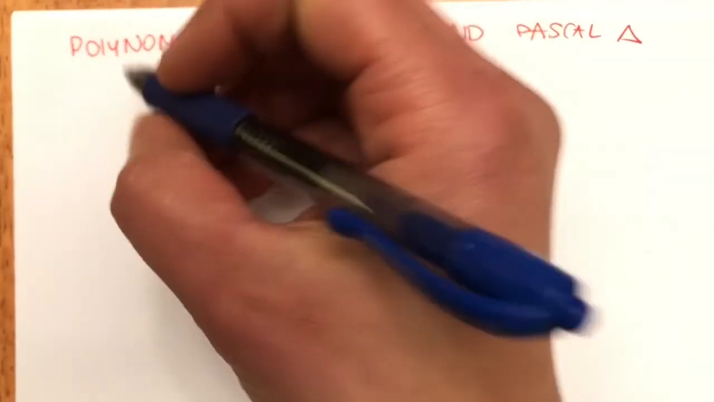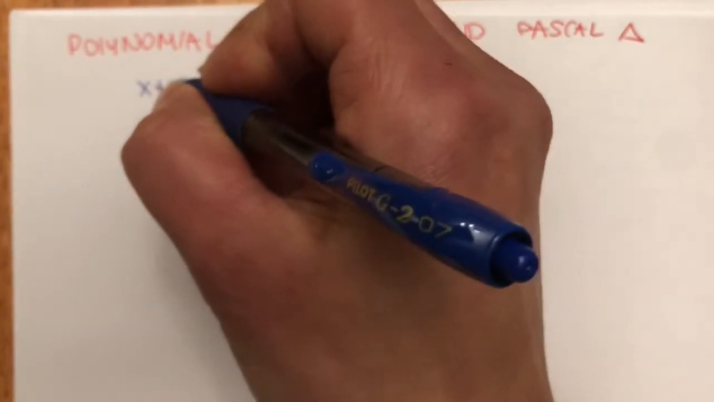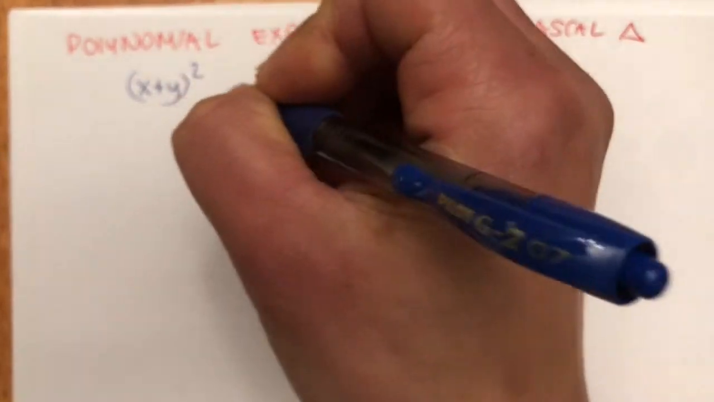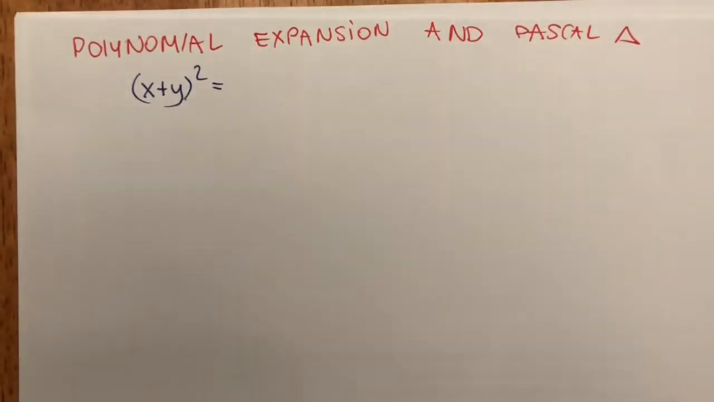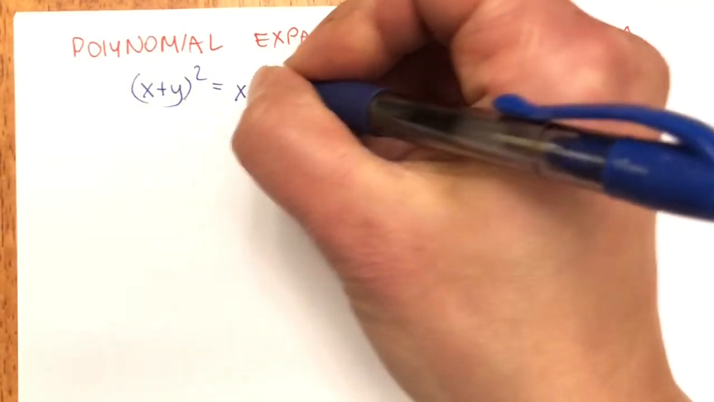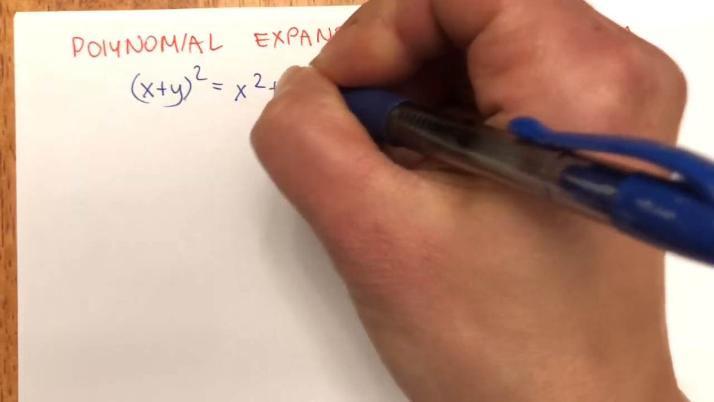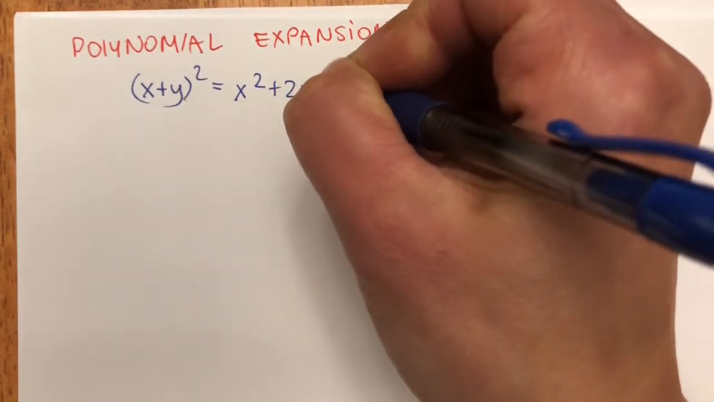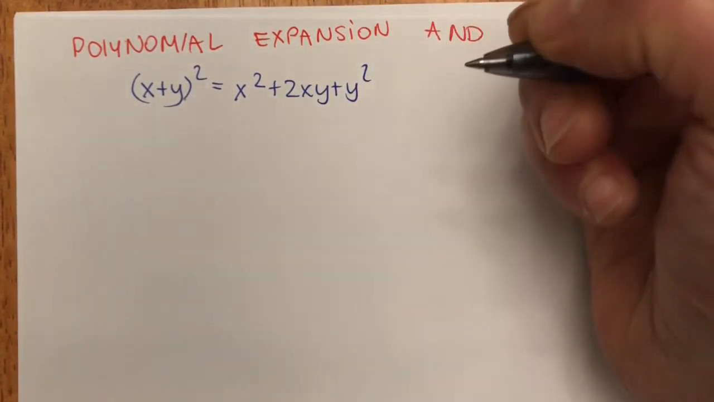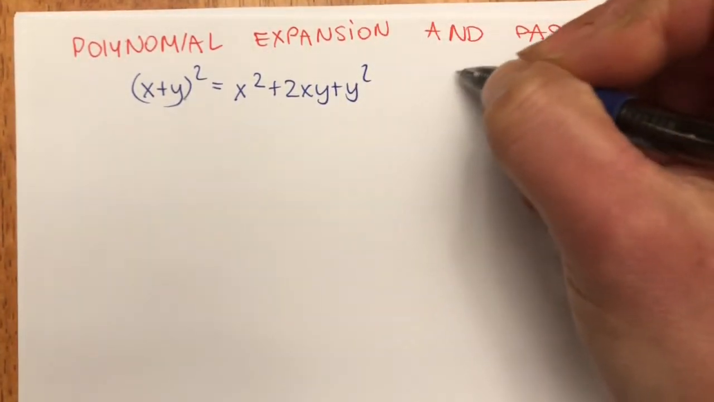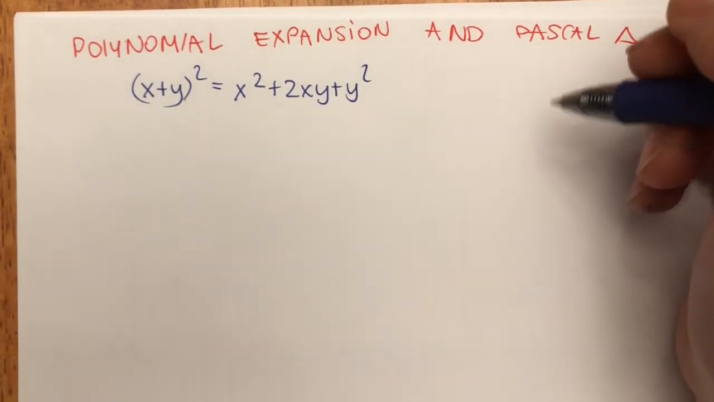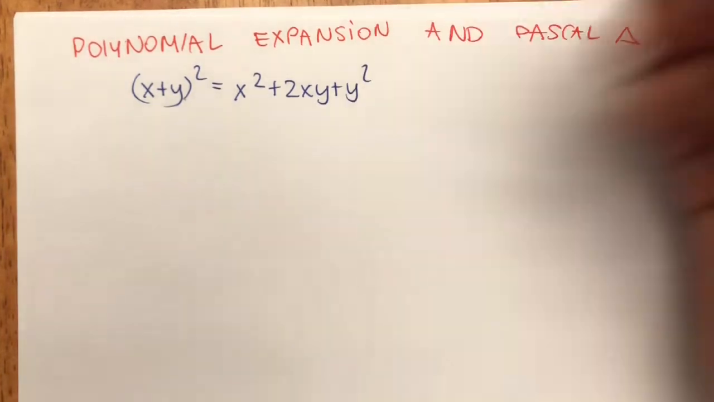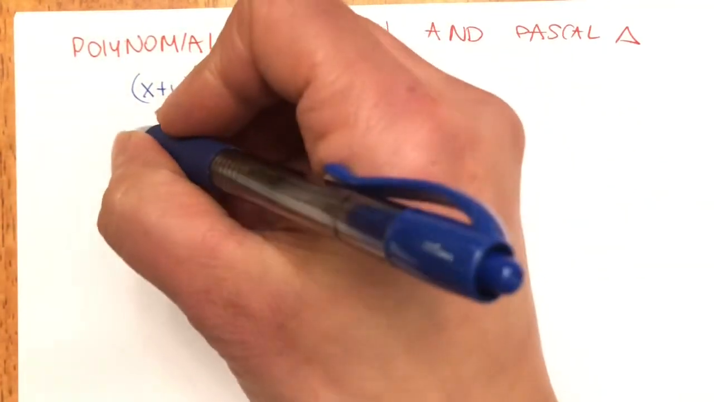All right, let's start with something like this. x plus y. I want to square it. Well, can you do it? I hope everybody can do it. I know that this is x squared plus 2xy plus y squared. If you are questioning this, well, think about x plus y times x plus y. If you want to do it the long way, go for it, and you'll get this as your answer.